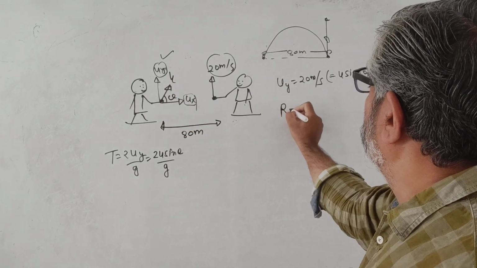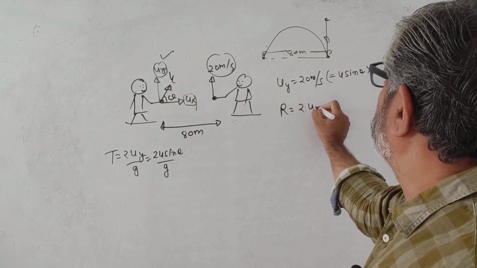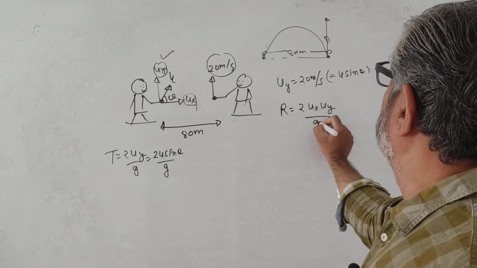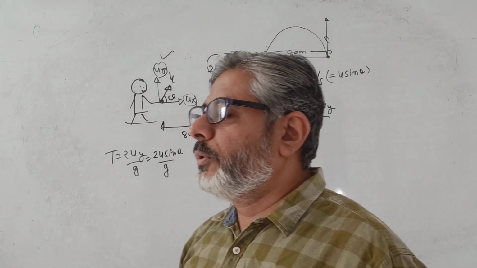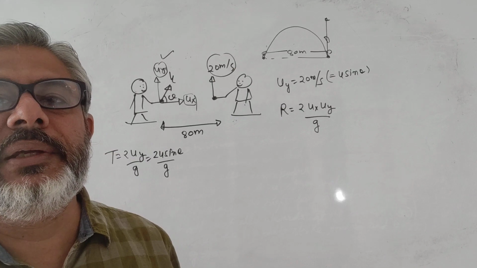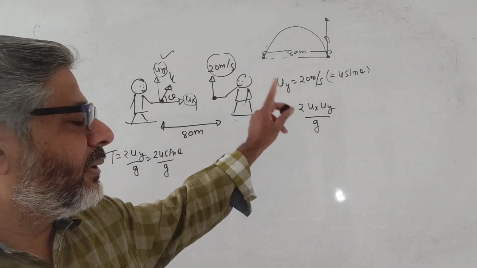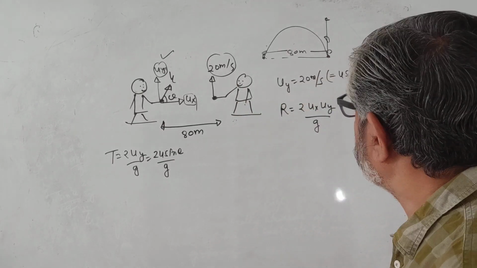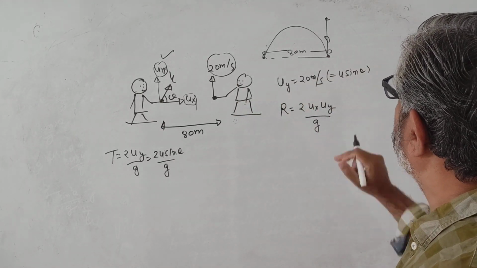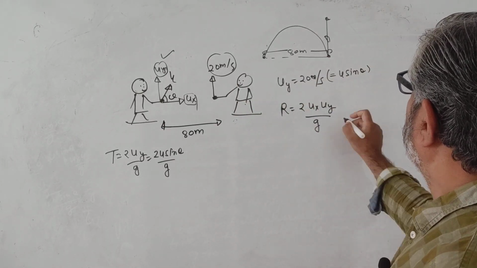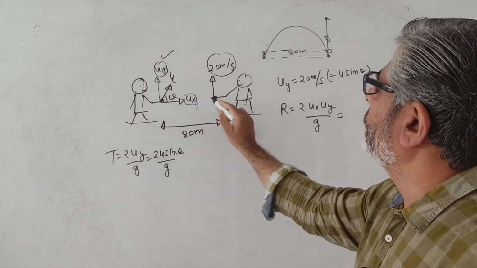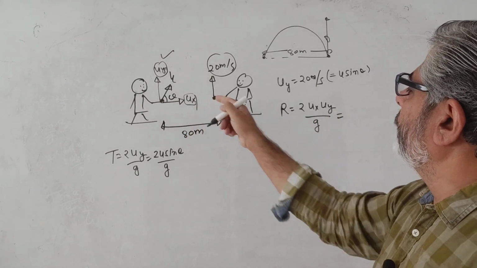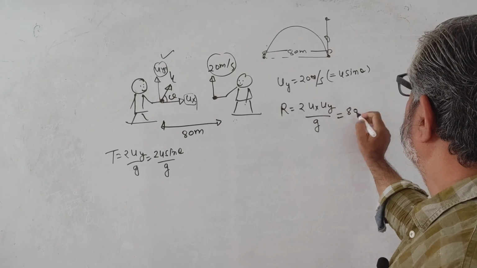So the range formula is 2 ux uy by g. You should remember this formula, because many people remember u square sine 2 theta by g, but this is the basic formula, 2 ux uy by g. From this only you get u square sine 2 theta by g, and this range will be nothing but this distance, the distance between the points of projection, that is 80 meters.